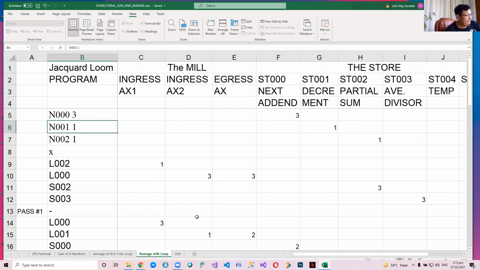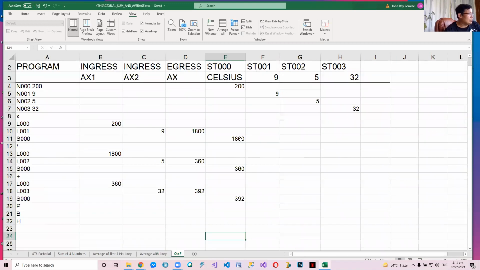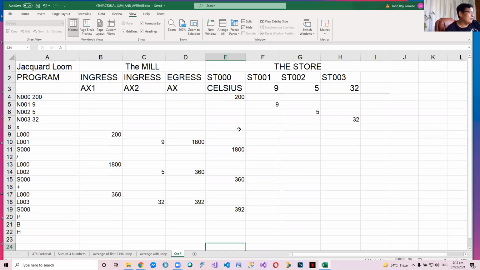Okay. Now the final item is to convert Celsius to Fahrenheit. This time our input is in N00, which is 200. 200 is the value in Celsius, which we will convert into Fahrenheit. The formula is Celsius times 9 divided by 5 plus 32. You can Google that up.